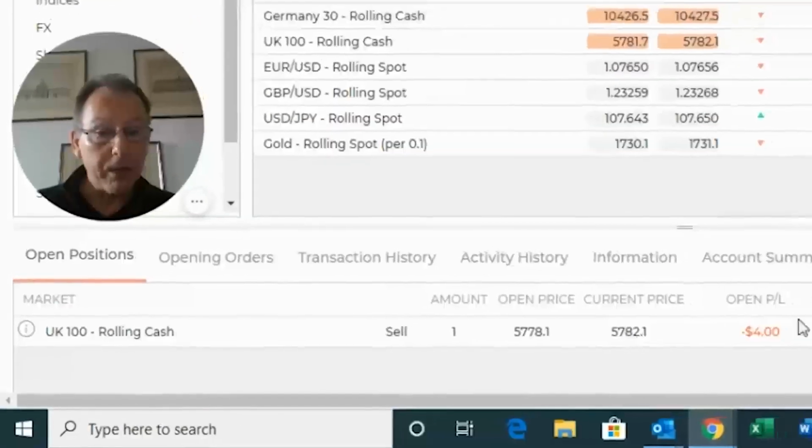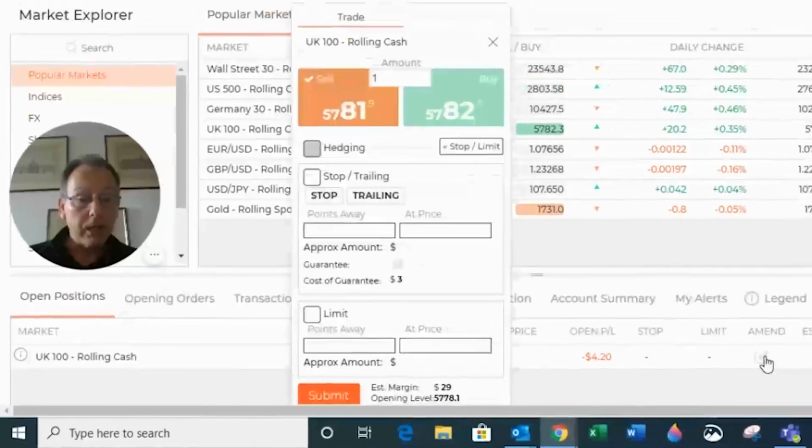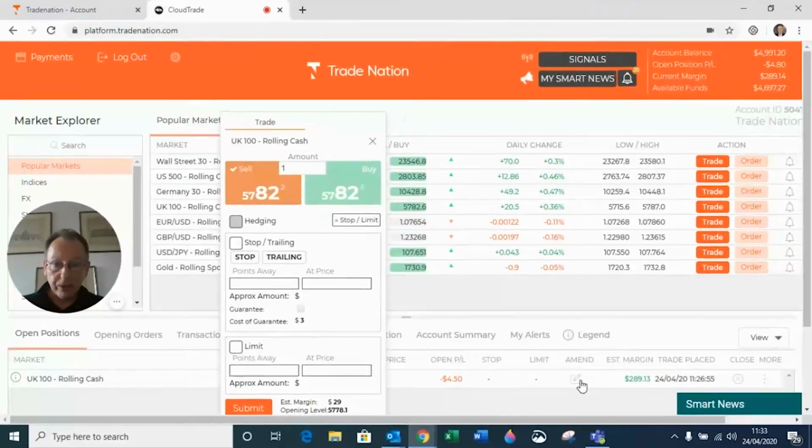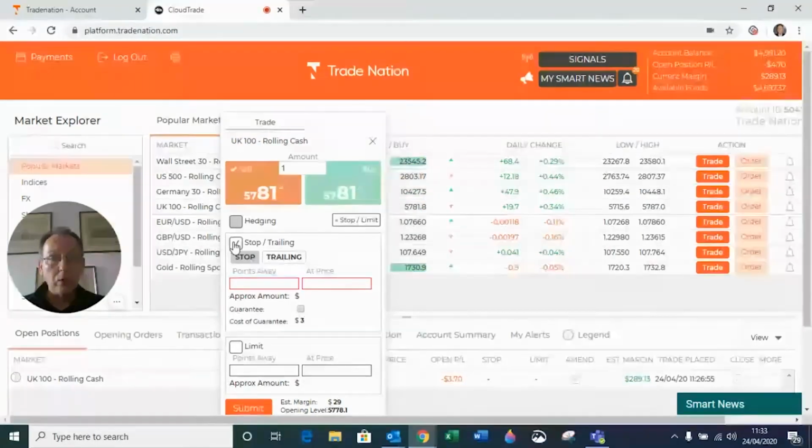So I do that by going along to the amend button and clicking. And you can see that it's going to bring me up the live price where the UK 100 is trading at the moment, where I could sell, where I could buy, but I'm looking to put a stop on. So I click the stop and I have two choices. I can put that stop at a specific price level, or I can put the stop at a certain number of points away from my opening order.